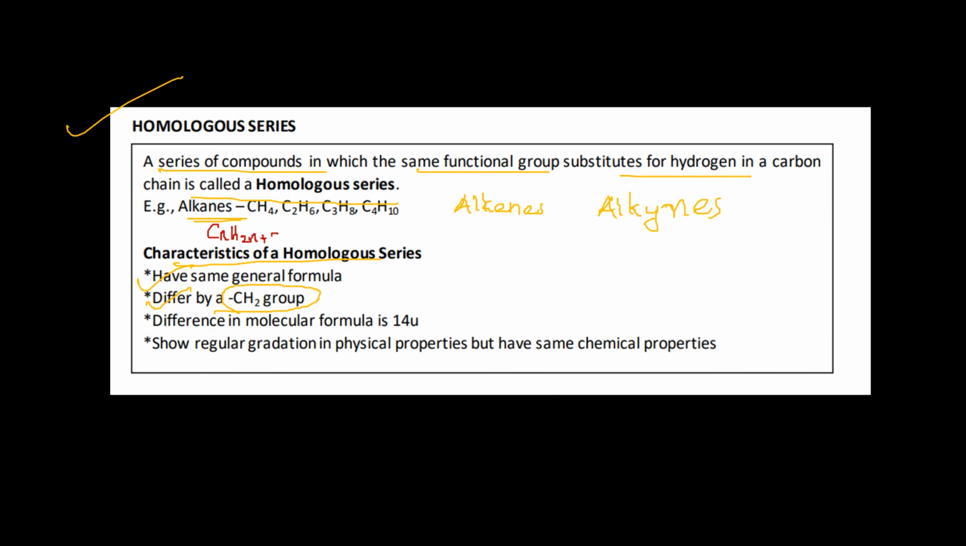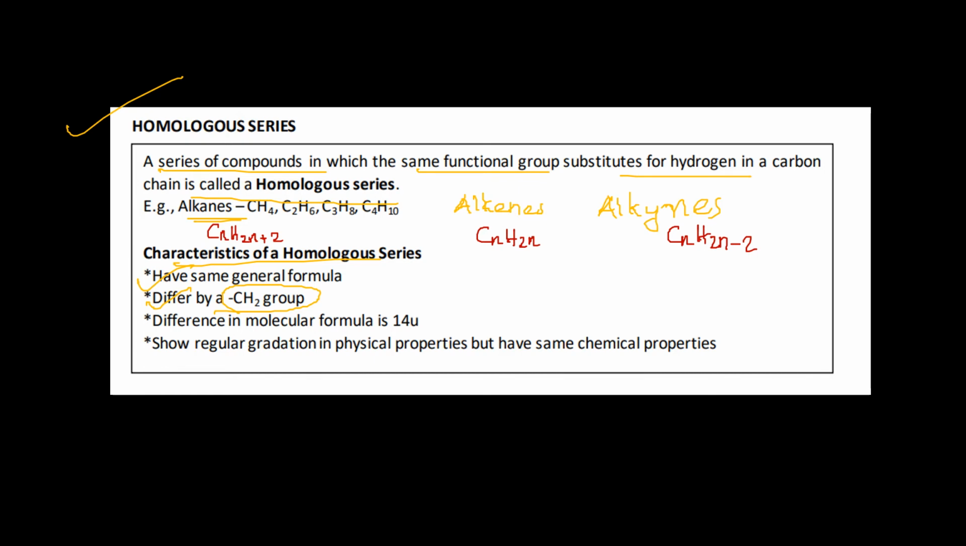CnH2n+2. Alkene, CnH2n. Alkyne, CnH2n-2. So these are the general formulas, and you know they differ by a CH2 group.